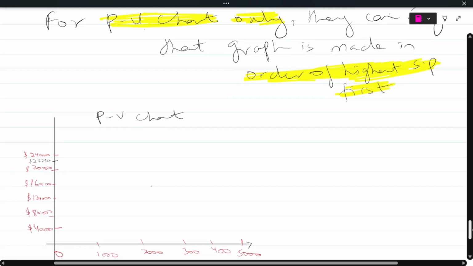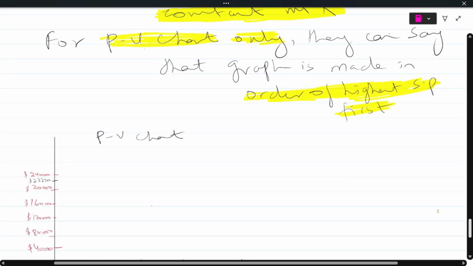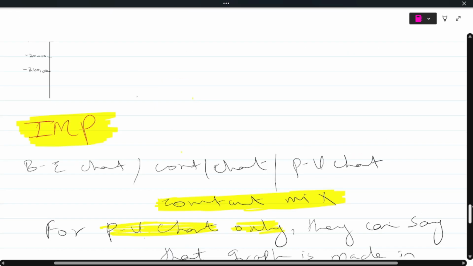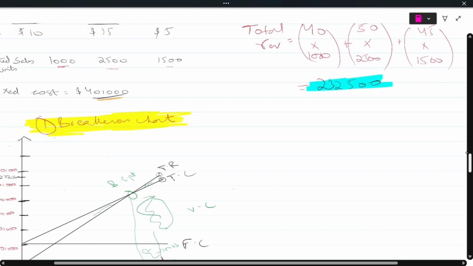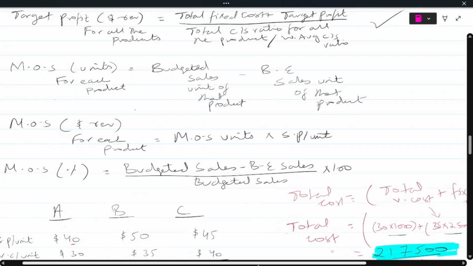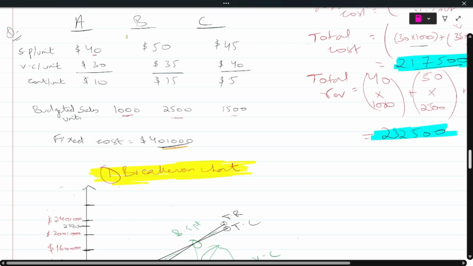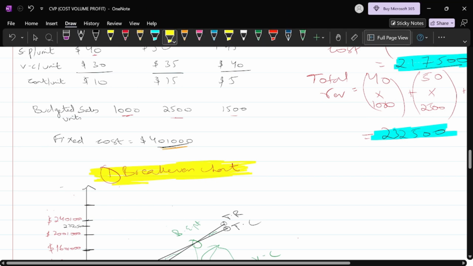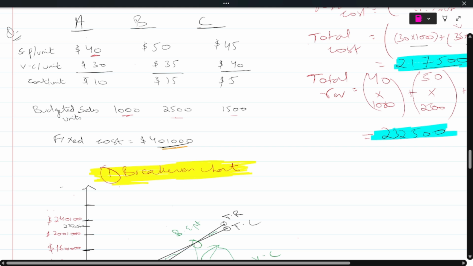Okay, so now the way the things will change is that it says in order of highest selling price first, right? So what we need to do is go back to our question and check what the selling prices are in our question. If we go back to our question, you can see our selling prices were 40, 50 and 45. So if they have made the graph in order of the highest selling price first, that means that product B would have been first on the list, then product C, and then product A, correct?